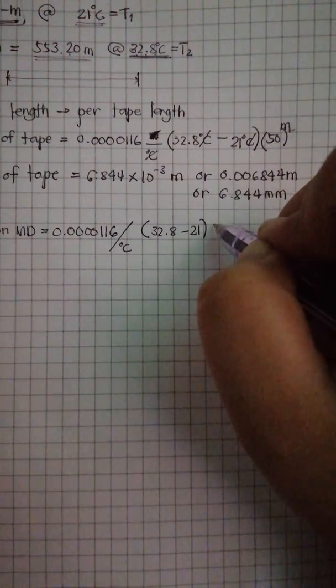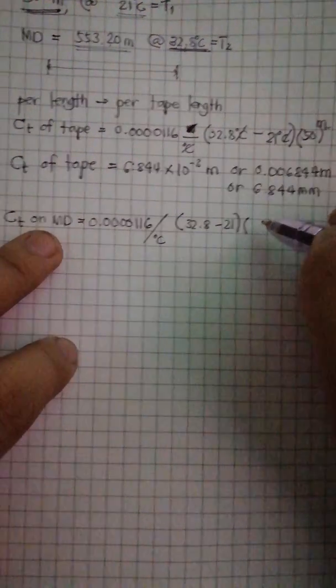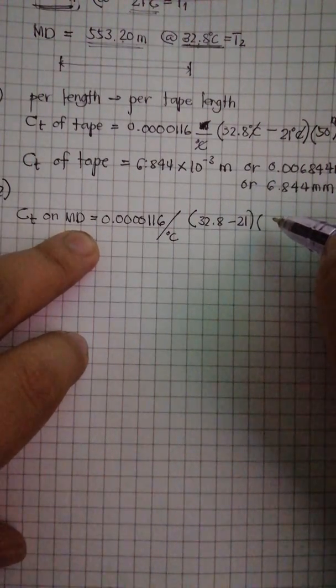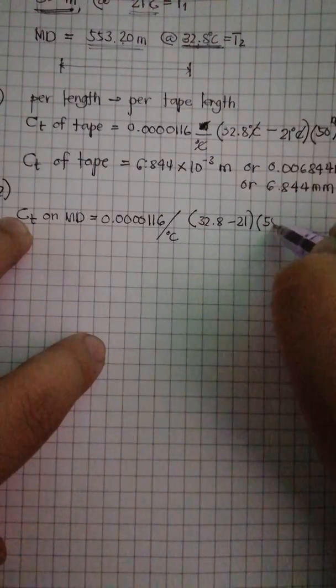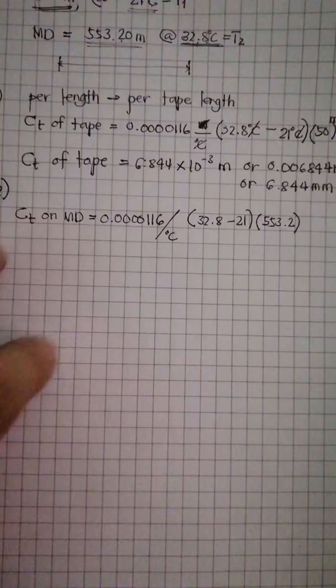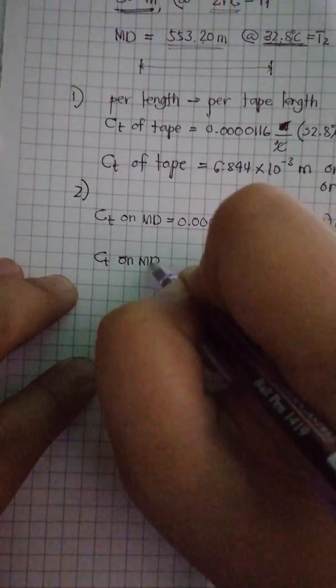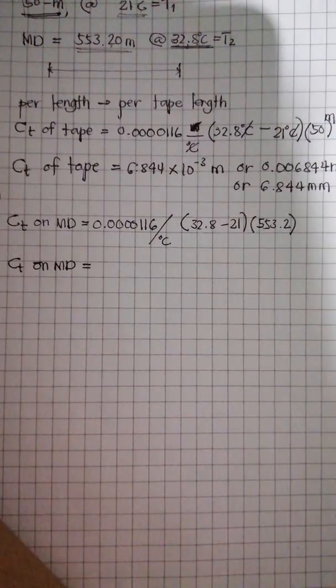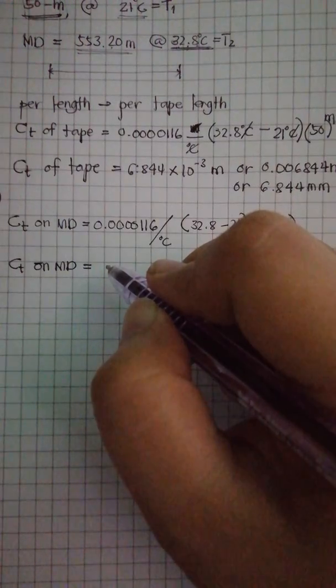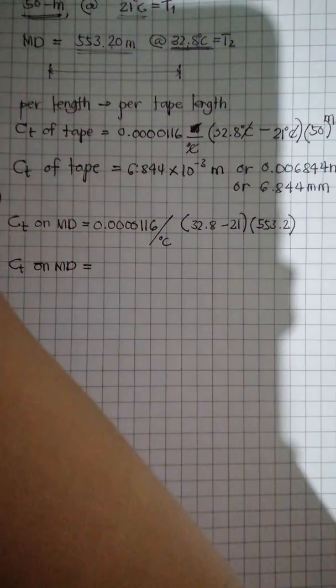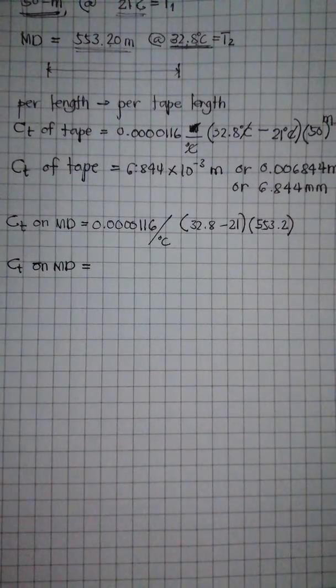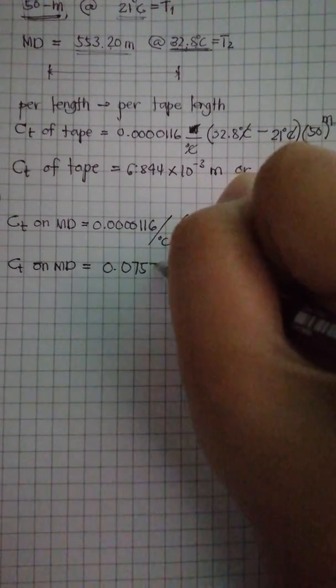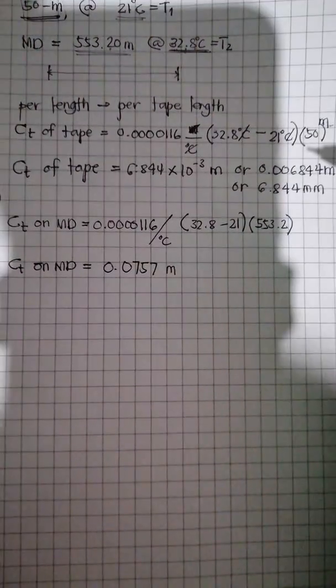So the measured length of our line is 553.2. The correction on the measured distance is 0.0000116 times (32.8 minus 21) times 553.2. So the answer is 0.0757 meters.